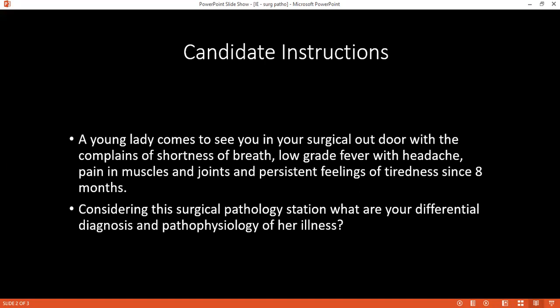All right. So if you have read and understood this surgical pathology station, kindly tell me, after reading the scenario, what are the differential diagnoses that you will consider for this particular patient? My differential diagnosis for this case would be infective endocarditis or also rheumatic heart disease. Yes. It could be a viral infection, or it could be a respiratory tract infection such as pneumonia.